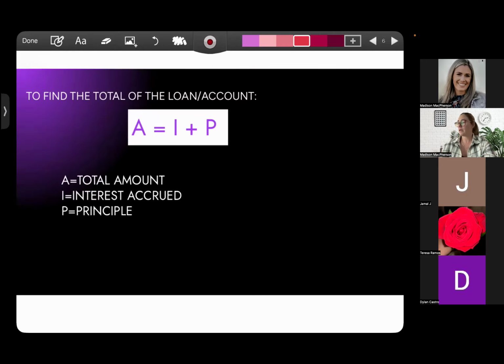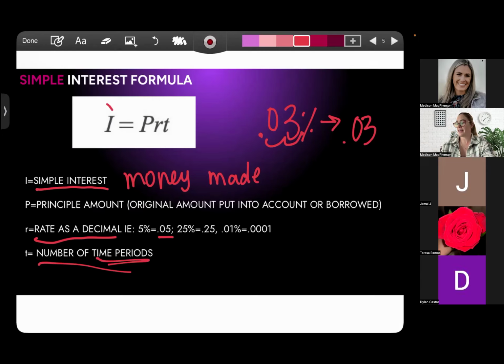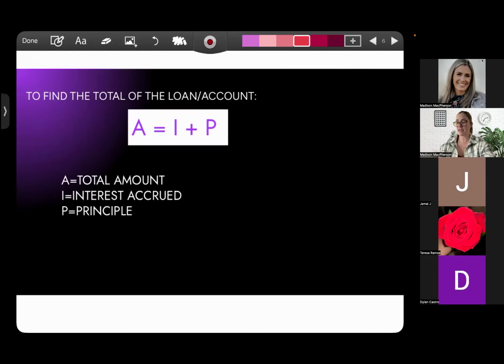Okay, so this equation is to find the interest added to the account. So that's going to tell you like that 250 that we looked at before. After 5 years, we earned $250. But the total in the account is going to be found using this formula. A is the total amount in the account, I is the interest accrued, and P is the principal. Principal, remember, is the original amount that you put in.